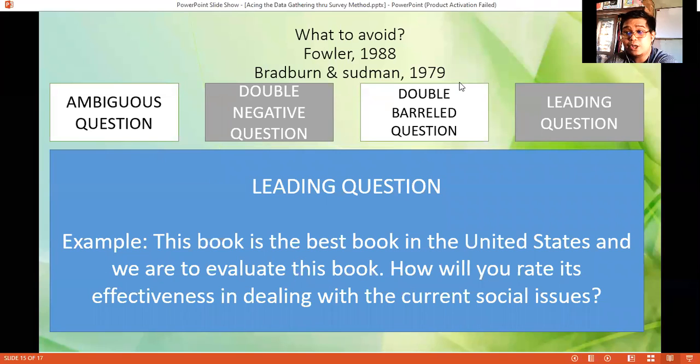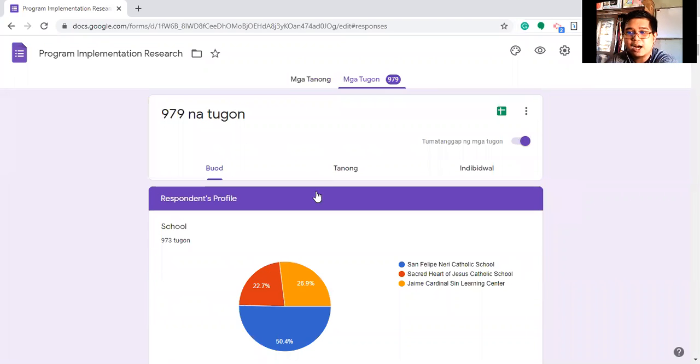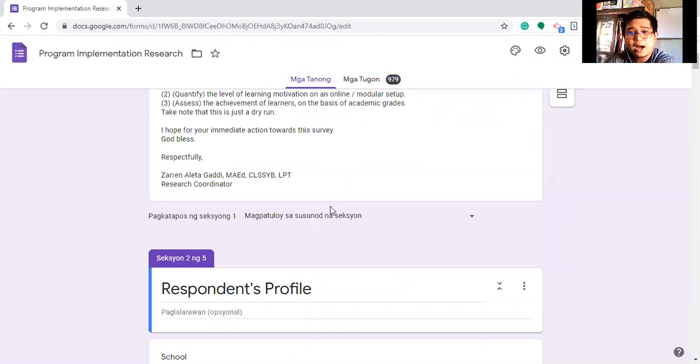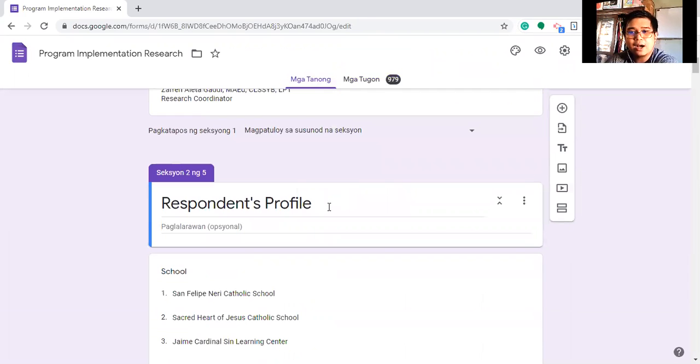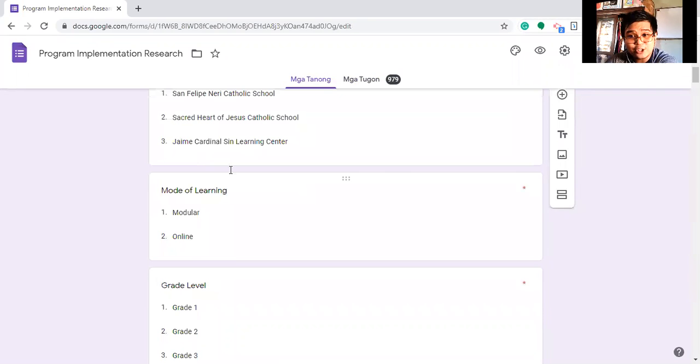Now, I'll be showing you a real survey. I think you're familiar with the survey because during your breaks, I asked you to answer this. This sample survey shows how we write a survey in relation to our research problem. The first one is the respondent's profile, the independent variable. Uunahin mong ilagay yan dyan.